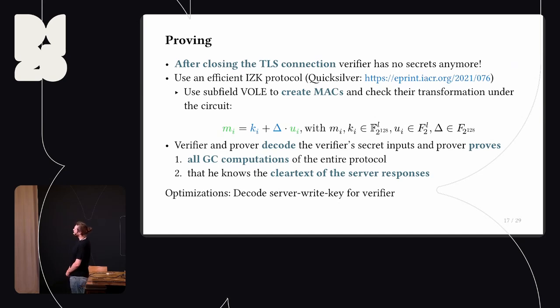There's one thing you can do. You can decode the server write key for the verifier, which is the key the server basically uses to encrypt the messages, and you can decode it already in the online phase if and only if you don't expect any secrets in the server response. This is more efficient and gives you a better and easier commitment. But you can only do that if there are no secrets expected.